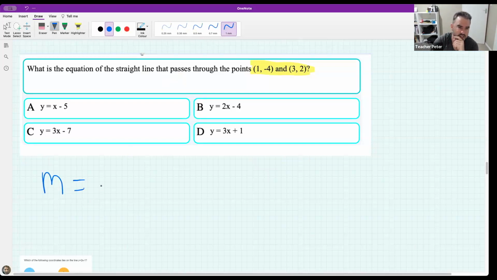It seems like finding the gradient is always a good place to start. And then we can try and figure out what C is. I'll use the different method this time, the other method, just so I'm kind of being fair to everyone.